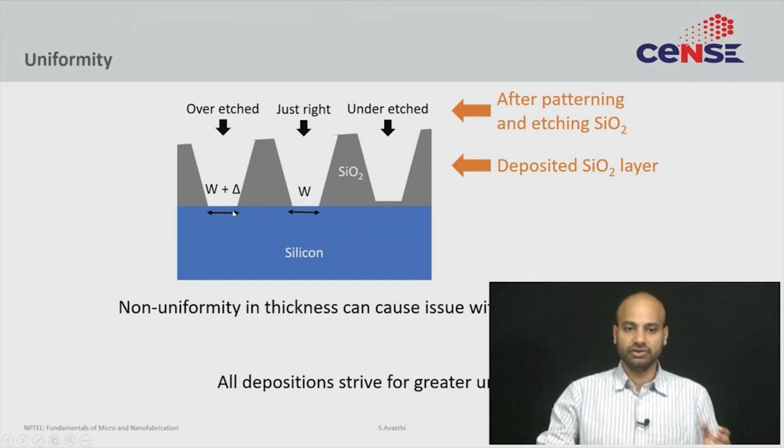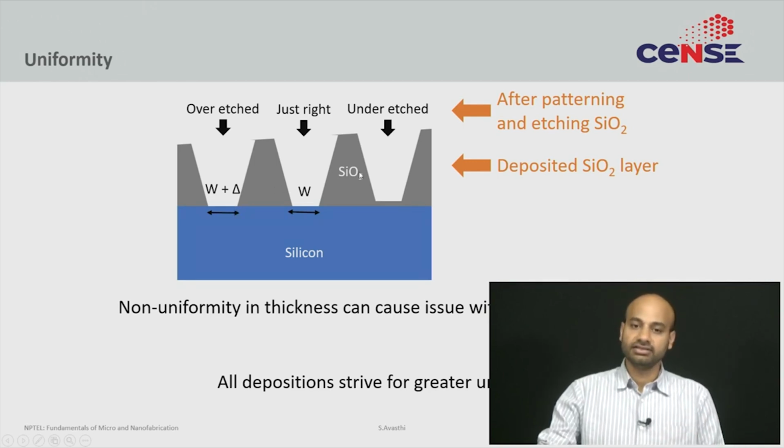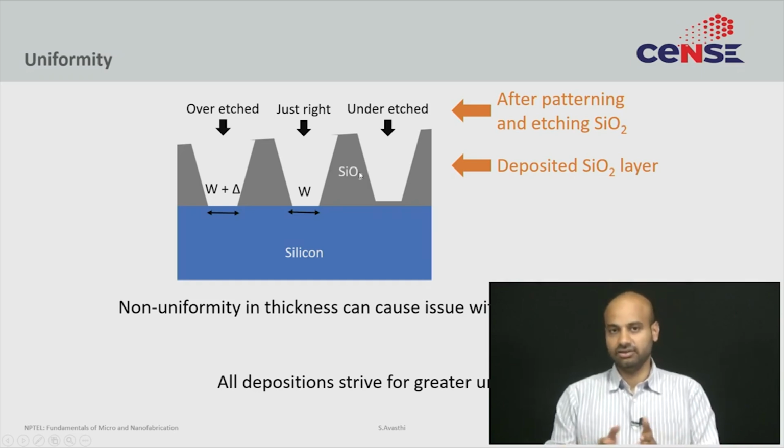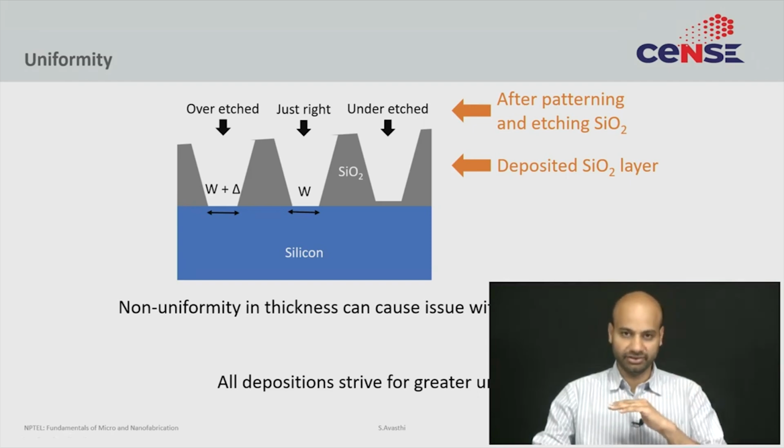In those cases you would over etch the sample, so the opening would be larger than expected, and in some cases you would under etch the sample, in which case you would not have the opening at all because the silicon dioxide was thicker. So, these sorts of problems can only be avoided by having the silicon dioxide uniformity be very precise. So, you should aim to have uniform deposition everywhere.